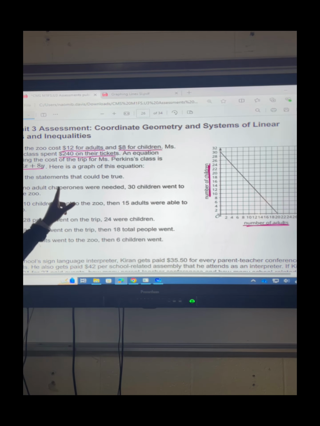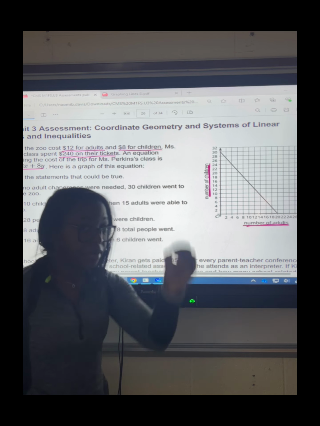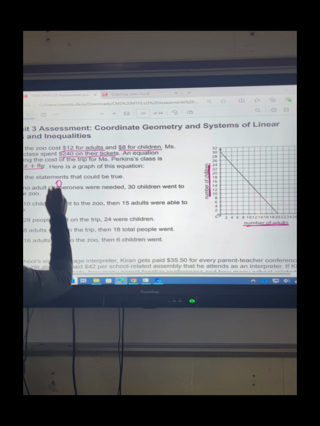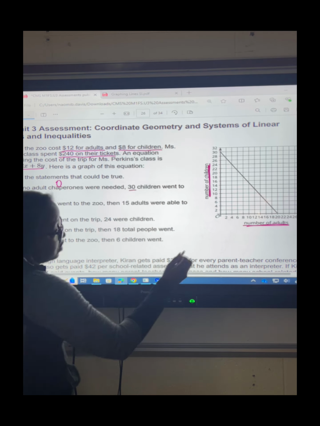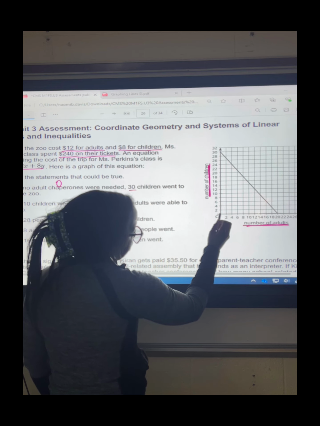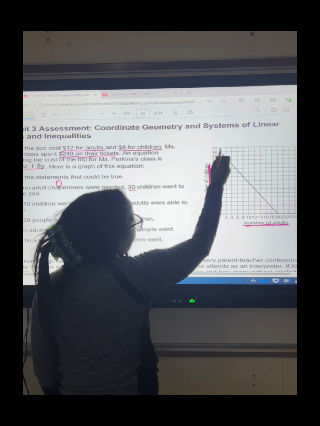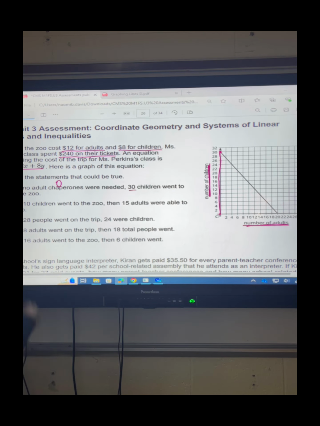If no adult chaperones were needed, no adult chaperones is what number? 0. So when I have 0 for adults, 30 children were needed, okay? So at 0, this is 0 for adults. When I go up to see where my line is at, 30. So that would be one of my answers.